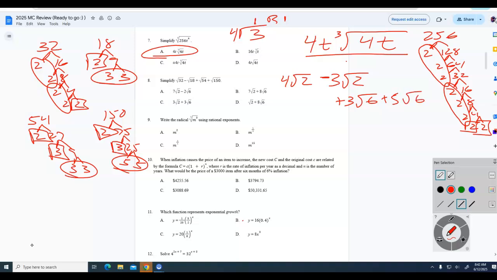And now we're combining like terms. 4 minus 3 is 1, so it's 1 root 2, or just root 2. 3 root 6 and 5 root 6 is 8 root 6. So my answer, root 2 plus 8 root 6.